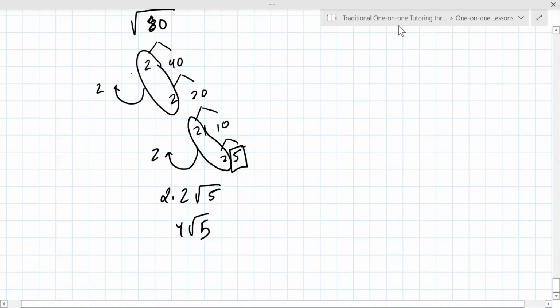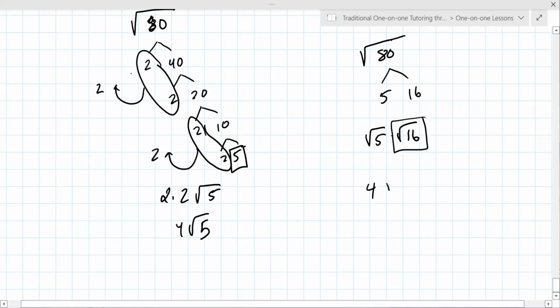Now, the other approach is to look for the biggest perfect square that goes into 80, and it ends up being 16. If you know that, that's very impressive, because a lot of students would never be able to figure that out. The problem is if you don't guess the biggest one, you have to keep doing it. I don't like this approach, but they both work. The square root of 16 is 4, so it's 4 root 5, and these are exactly the same.